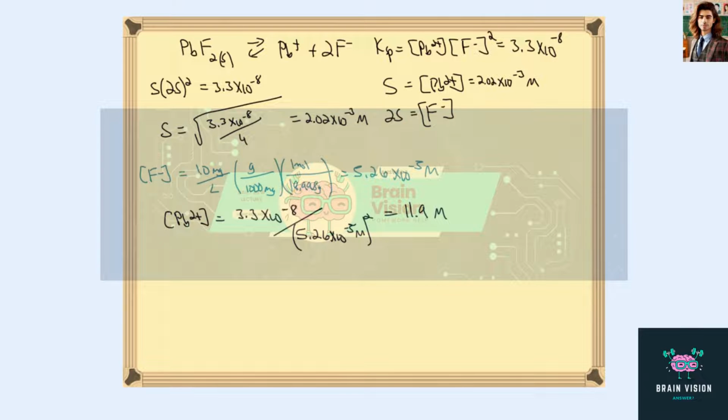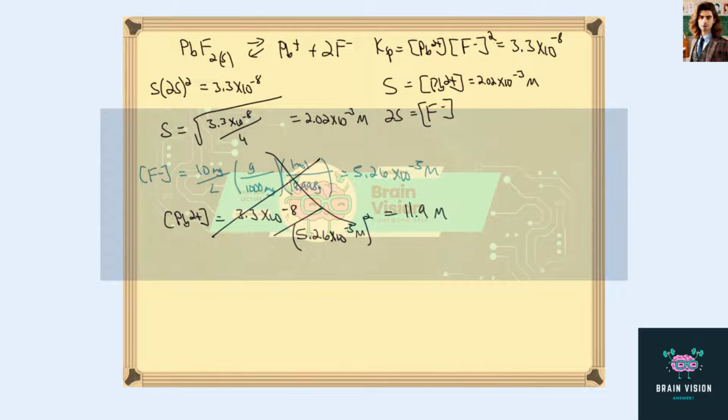And that's because this concentration is so low, it's essentially doing nothing to the concentration of fluoride that is created from just the equilibrium itself, which is going to be 2 times this value here. So it turns out that this calculation is irrelevant, and the lead concentration is again 2.02 times 10 to the negative 3.